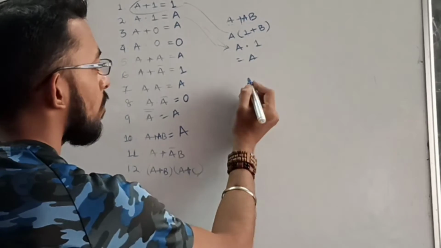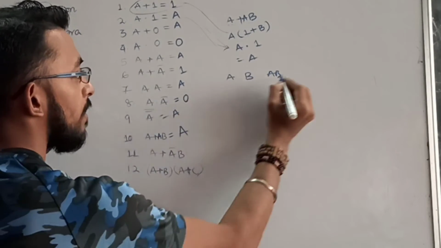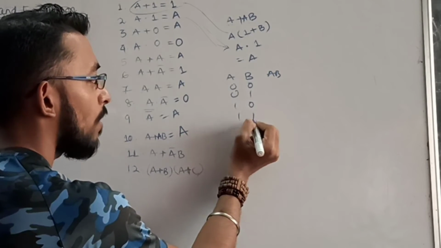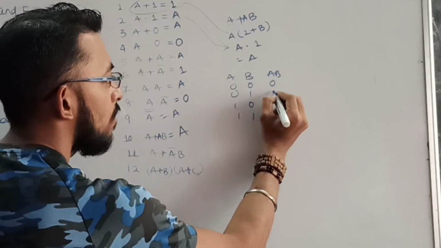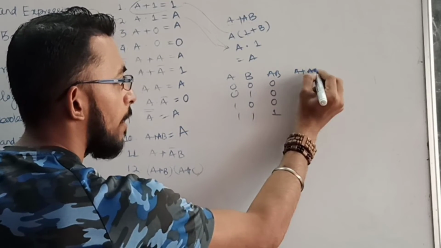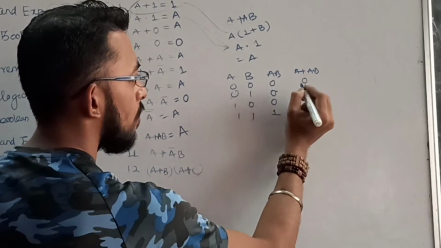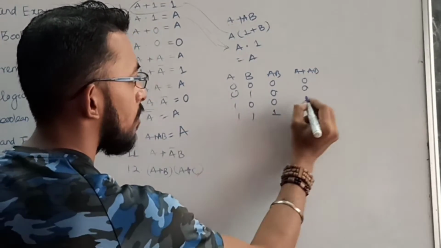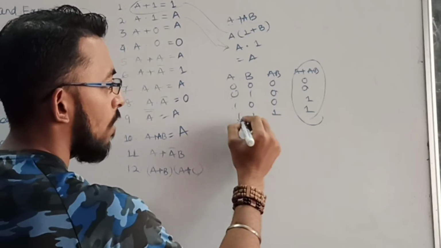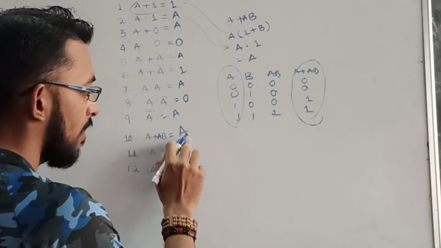You can draw the truth table also. If this is A, this is B, I have to find AB, then I have to add these two. So 0 0, 0 1, 1 0, 1 1. What is AB? 0 0 0 1. Now I have to OR A plus AB. A plus AB: 0 0 is 0, 0 0 is 0, 1 0 is 1, 1 1 is 1. So you can check 0 0 1 1, 0 0 1 1. My A plus AB is nothing but my A.